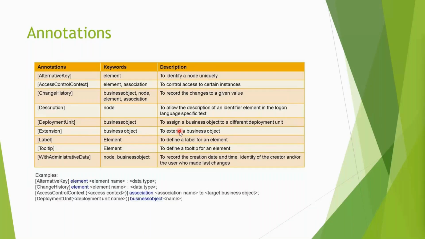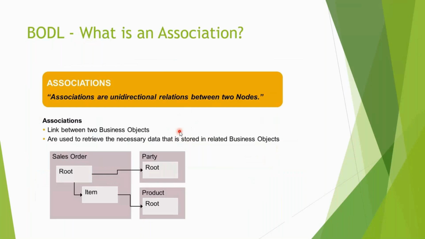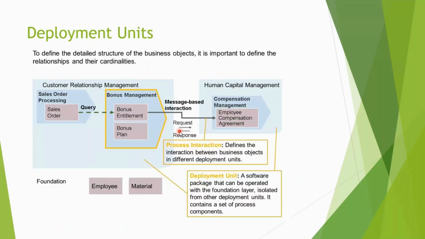Not on annotations, but I'm still a little confused on deployment units. When we are talking with respect to foundation layer and CRM layer, is it the same thing that we have discussed in the deployment units? Yes, same thing. The deployment unit is a concept of grouping business objects in one container, you can say. So here, all CRM will contain all the transactional data. This is a kind of grouping.